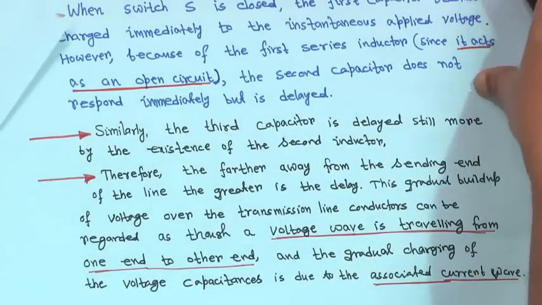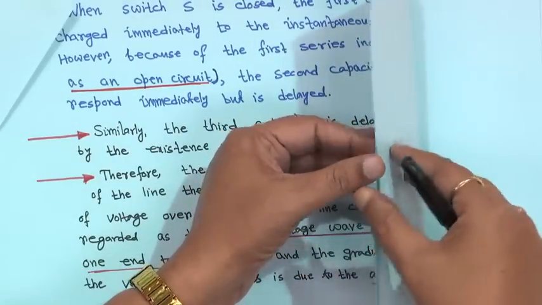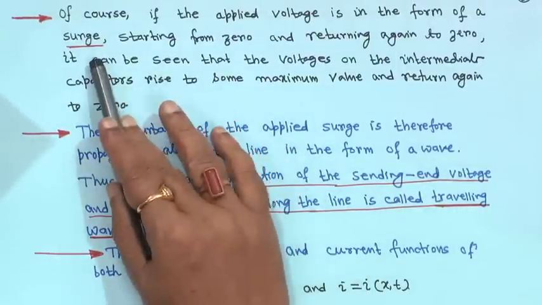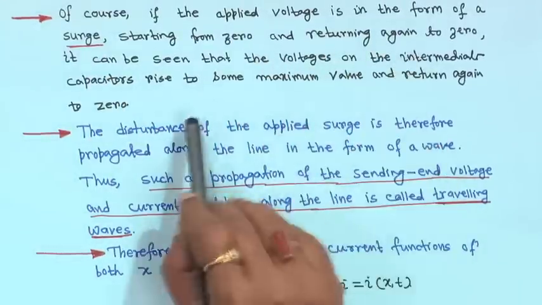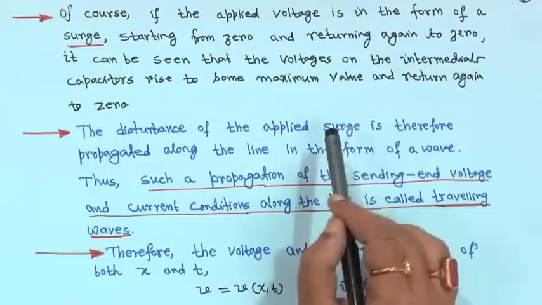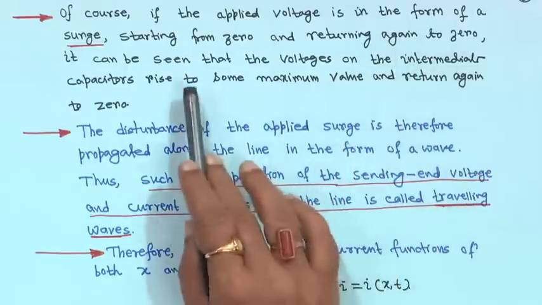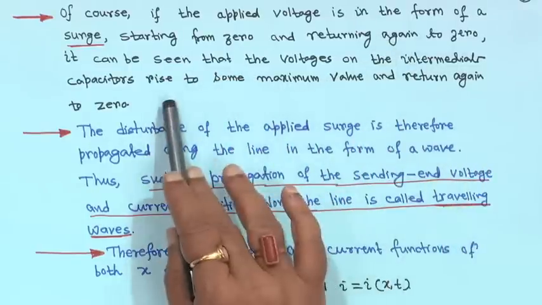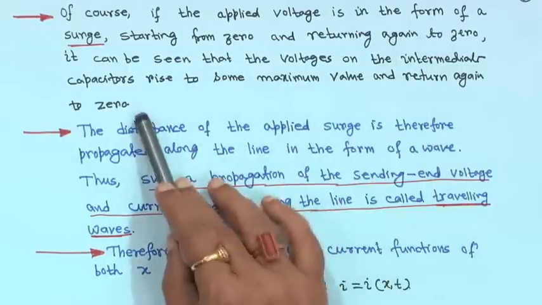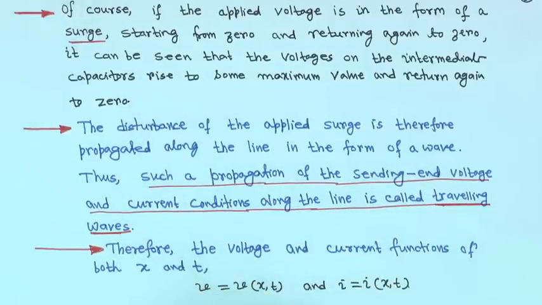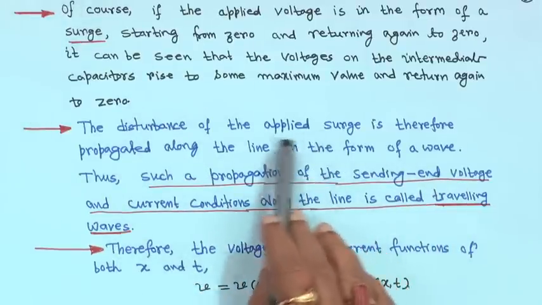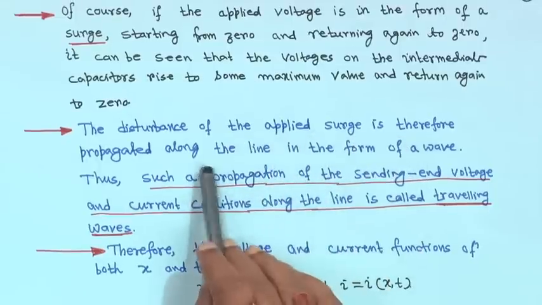So, just hold on. If the applied voltage is in the form of a surge, starting from 0 and returning again to 0, then it can be seen that the voltage on the intermediate capacitor rises to some maximum value and again returns to 0, right. So the disturbance of the applied surge is propagated along the line in the form of a wave.